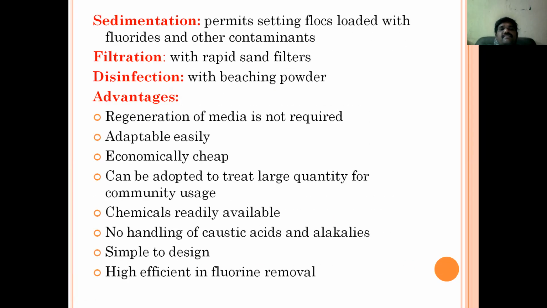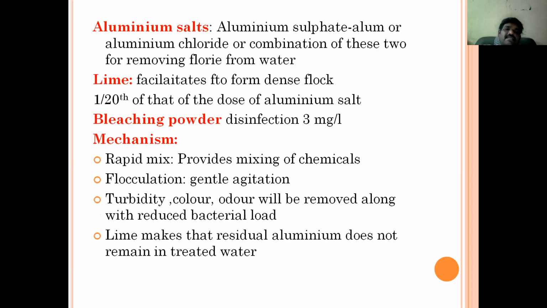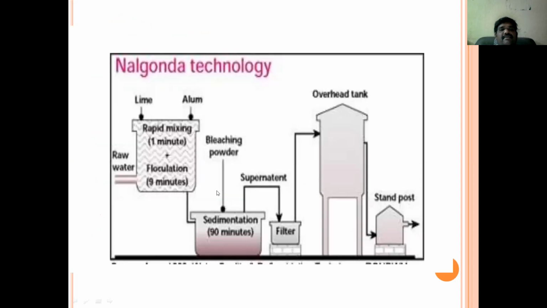What is exactly happening? Flocculation, sedimentation, filtration, disinfection. These 4 steps are observed. Flocculation, where is it happening? Here, flocculation with gentle agitation. The raw water is entering the container, and rapid mixing is happening for 1 minute. Slowly the flocculation is achieved, and at that time we have added alum and lime.